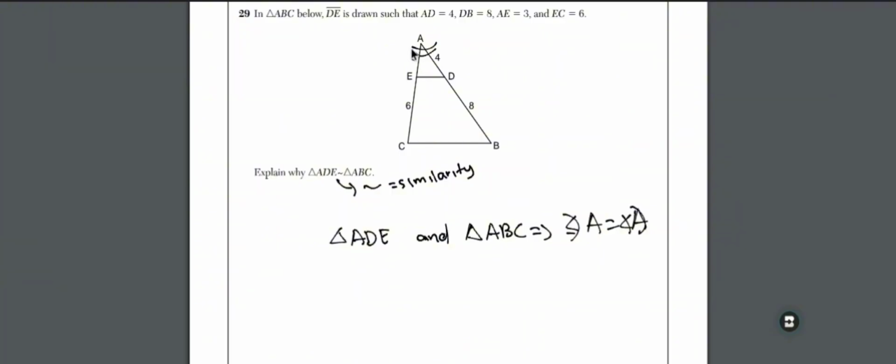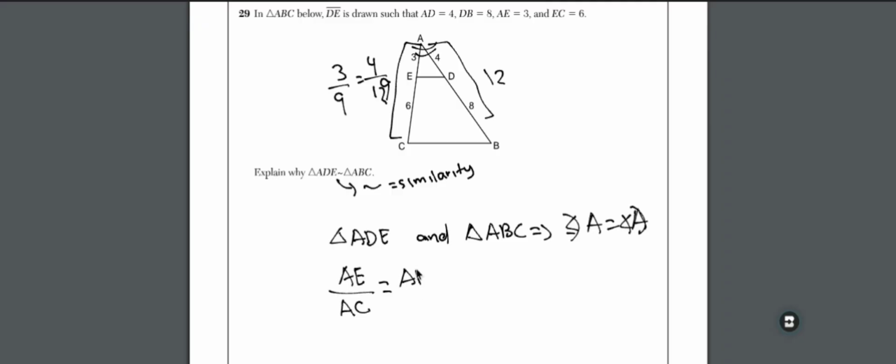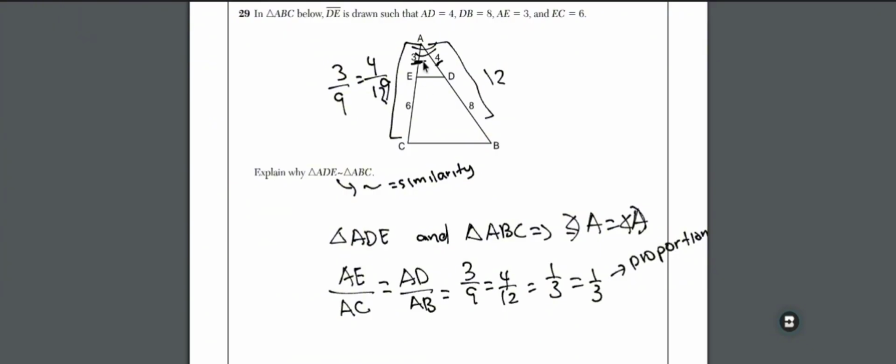And when they create these proportional sides, what I see is I have side 3 to 9, so I have AE is 3 to AC is 9, and I have AD, which is 4, to AB, which is 12. And when I set these ratios equal to each other, so I have AE to AC, and I have AD to AB, what I end up having is 3/9 to 4/12, and I end up having a ratio of 1/3 to 1/3. So I know that these sides are proportional.